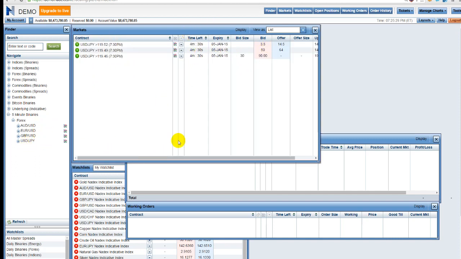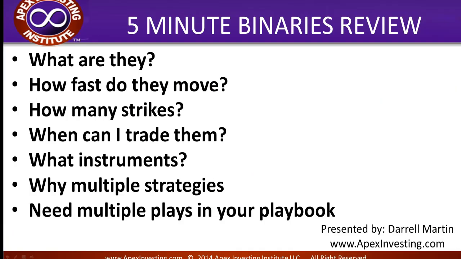That makes it a lot easier to get a contract that actually has a price on it for a trade that you're looking for. So again, they're Aussie dollar, pound dollar, euro dollar, and dollar yen. You do want to have some strategies.